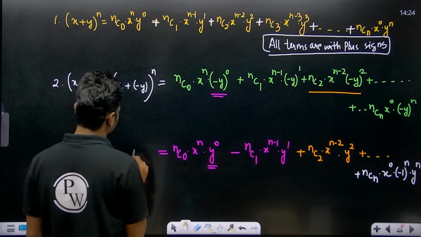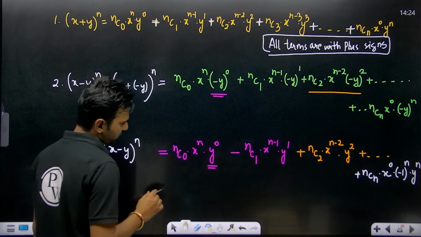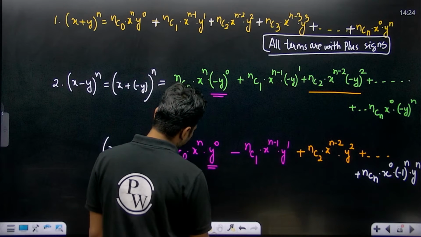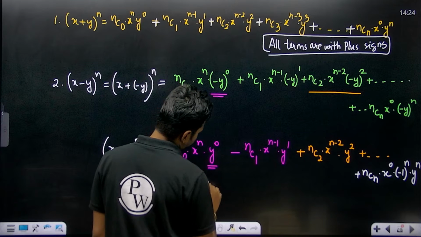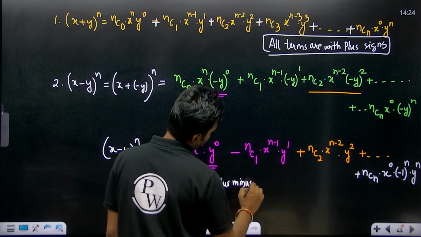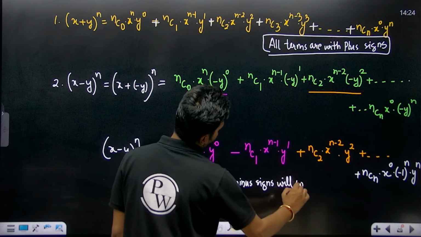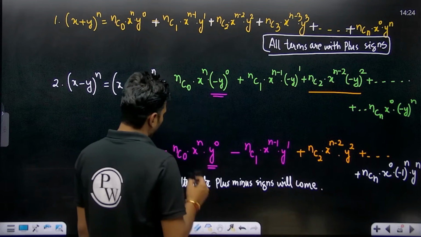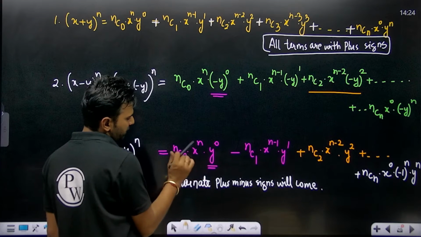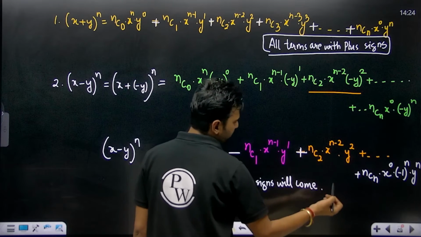Over here if you see, this is x minus y to the whole power n. Over here, alternate plus minus signs are coming. Alternate plus minus signs will come. Yes or no? Let me tell you this. Over here nothing is written in front, so it is plus only, then this is minus, then this is plus, then minus, and so on will come.